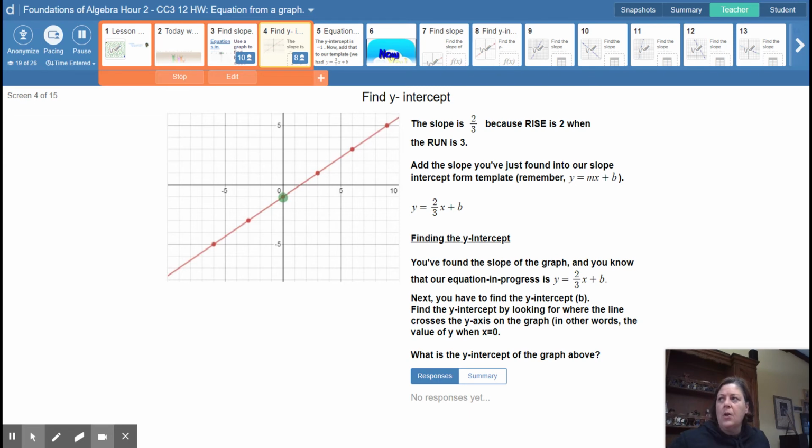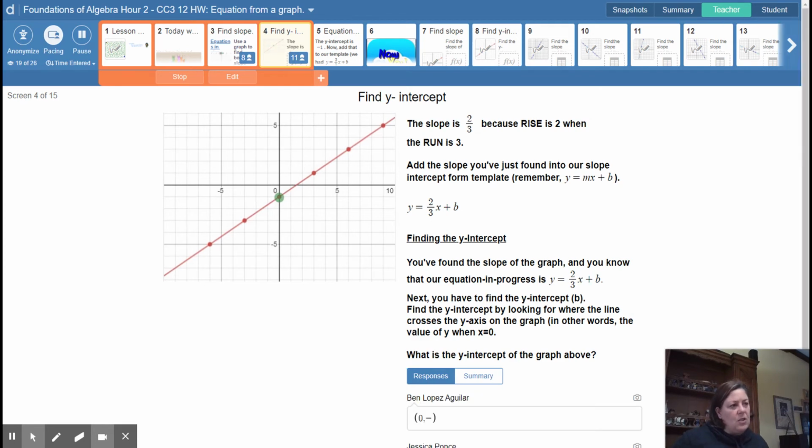Like I said, for slope-intercept form, we need both the slope and the y-intercept. So if you look here, the slope is 2/3, which is what we just talked about in that previous slide because the rise is 2 and the run is 3. Add the slope you just found into our slope-intercept form template. So that just means you're going to take the m out. Let me grab a pen here. You're going to take the m out and you're going to replace it with whatever number that you find for the slope. Okay? The m comes out, the number goes in place for slope.